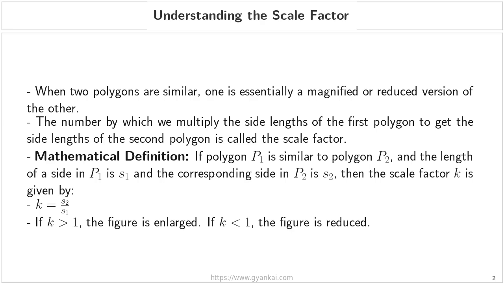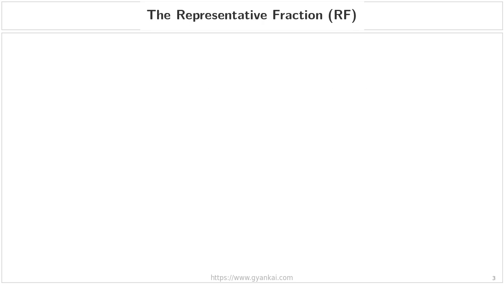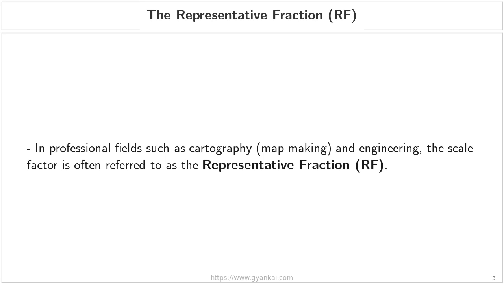Now that we've established that similar polygons have equal angles and proportional sides, let's dive deeper into what that proportion actually represents. The representative fraction, RF. Now that we understand the basic concept of the scale factor as a ratio between sides, let's look at how this is applied in professional settings. In specialized fields like cartography, which is the science of map making, or in engineering, you won't always hear the term scale factor. Instead, professionals use a term called the representative fraction, or RF for short.